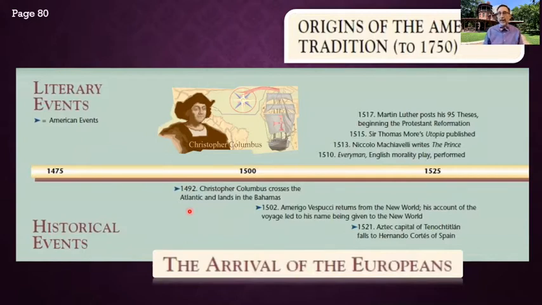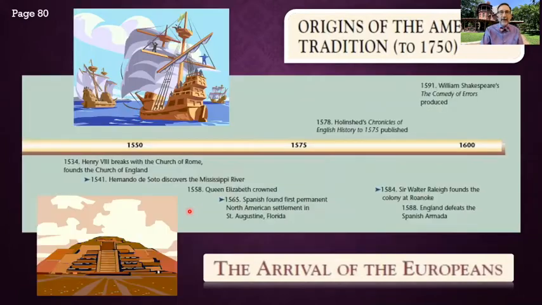1502, another explorer, a fellow by the name of Amerigo Vespucci, comes to the New World. The interesting thing about him is he wrote about his events, and later on, a German map maker made a mistake and believed that it was Vespucci who discovered the New World and not Columbus. And to this day, that is why the New World, North and South America, are named for Amerigo Vespucci instead of for Christopher Columbus. Vespucci kind of lucked out on that one.